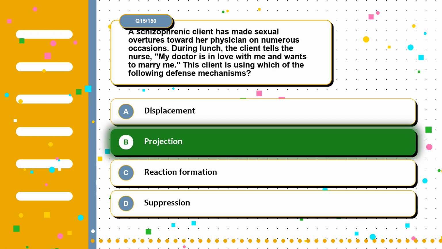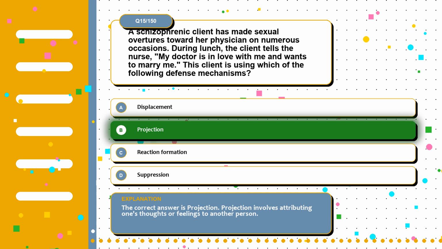The correct answer is option B, projection. Projection involves attributing one's thoughts or feelings to another person.